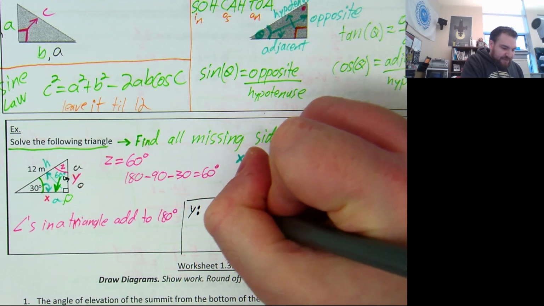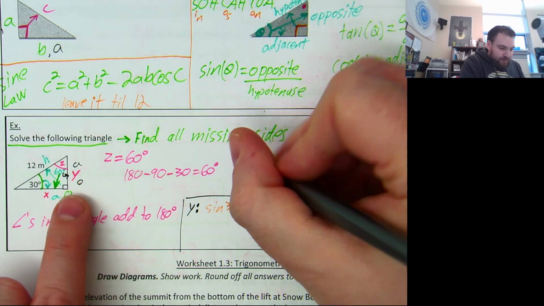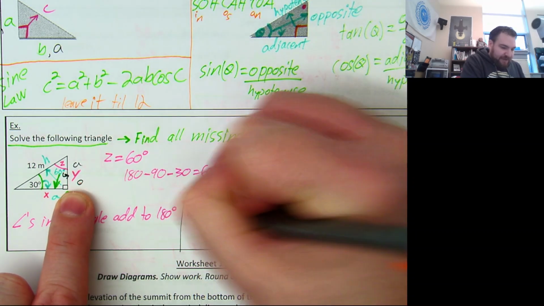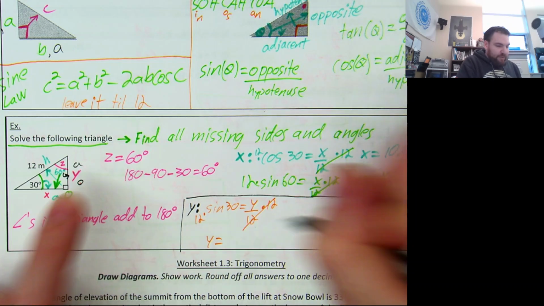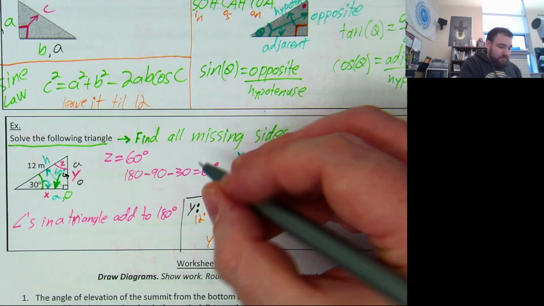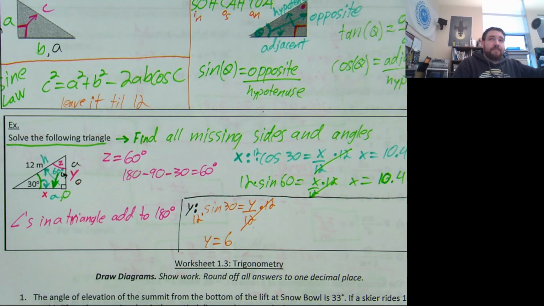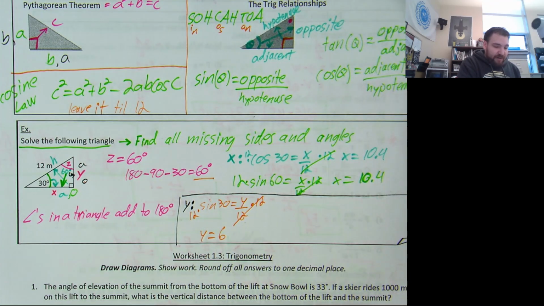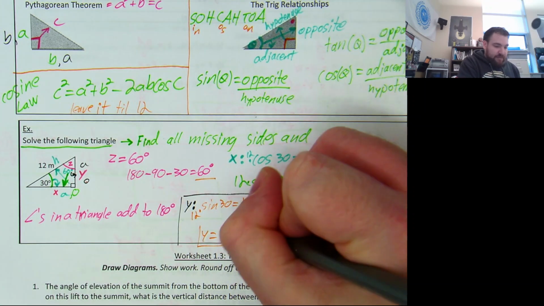We're going to say that the sine of 30 is equal to the opposite side y over 12. I multiply by 12, I multiply by 12, and we're going to find that y equals 6. Six exactly, no rounding. But we could have done it a whole bunch of different ways because we have all of this extra information. So now we've got a value for z, x, and y.